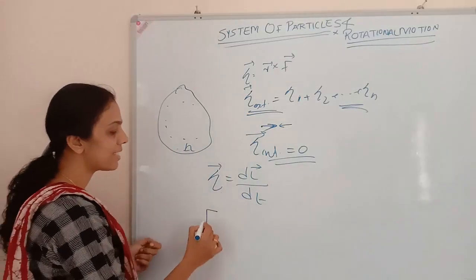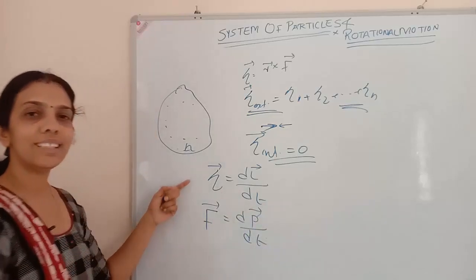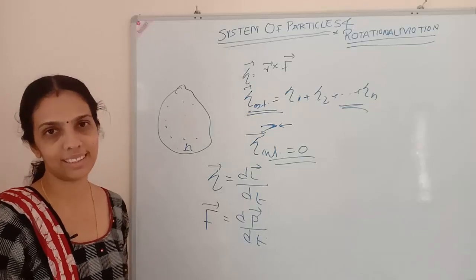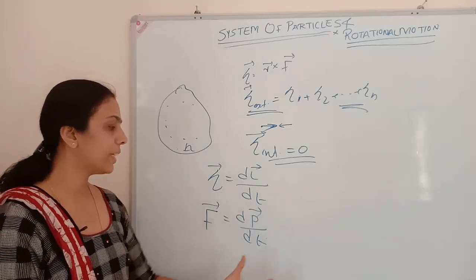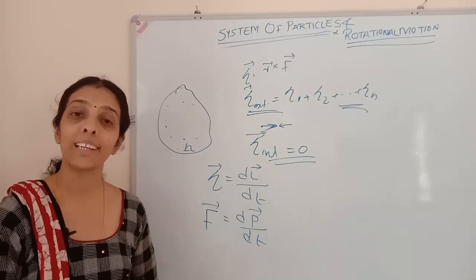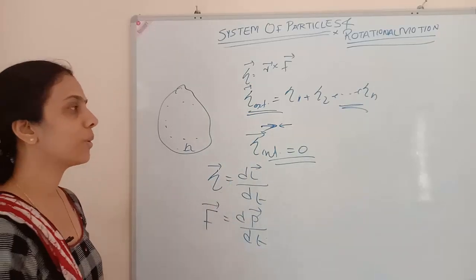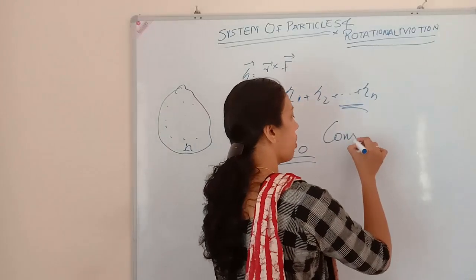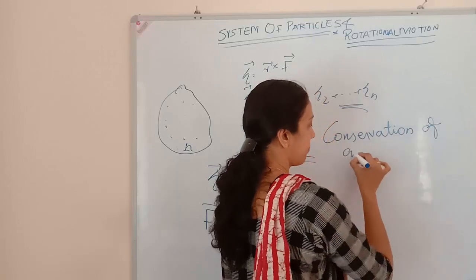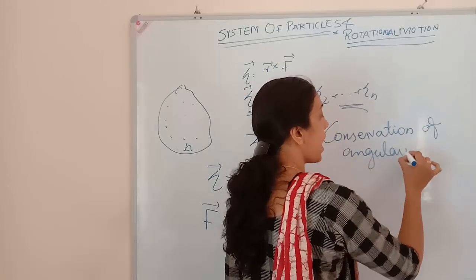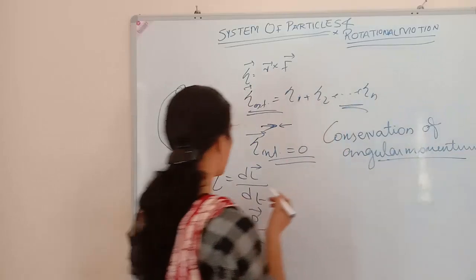Any analog you can remember from our translational motion? Yes, Newton's second law, F is equal to dp by dt, isn't it? So here it is tau equals dL by dt. Those terms only you should remember. After F equals dp by dt, what did we learn? Conservation of linear momentum. So here we are going to study the conservation of angular momentum. What is conservation of angular momentum?